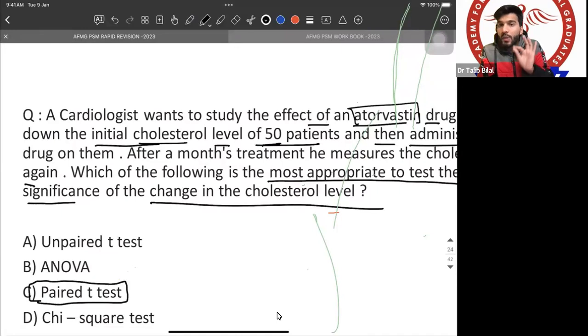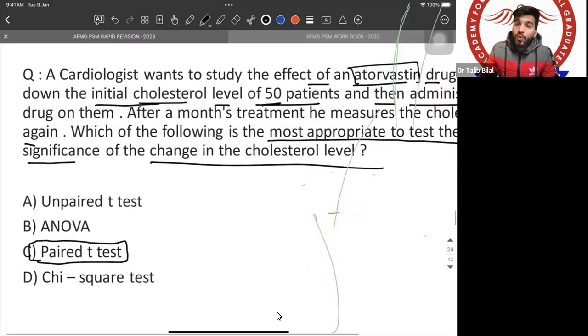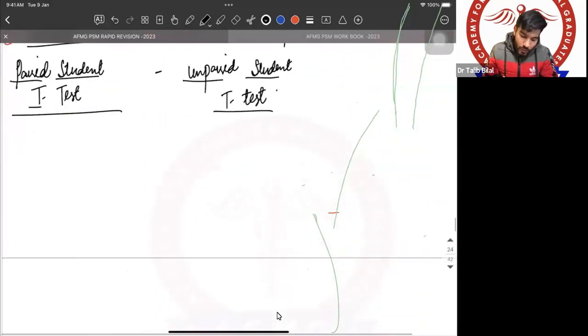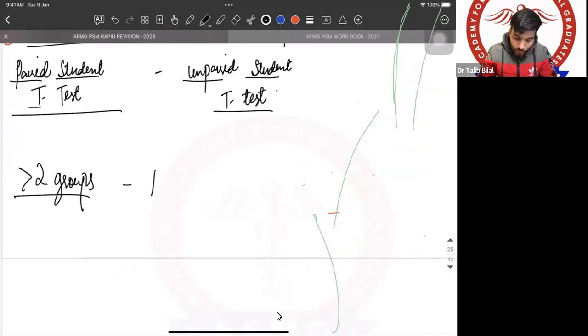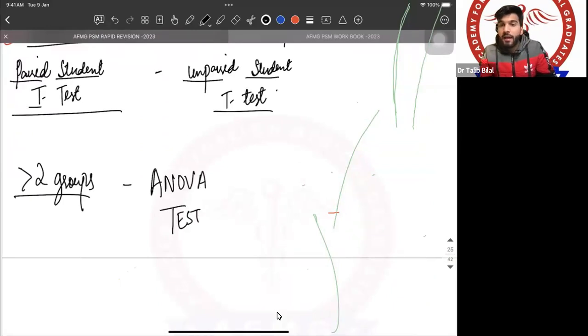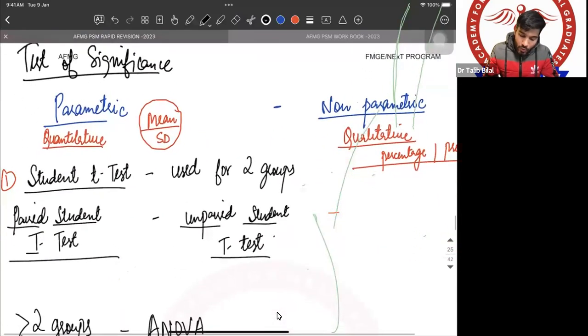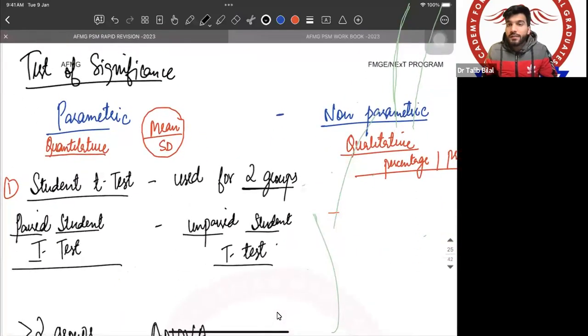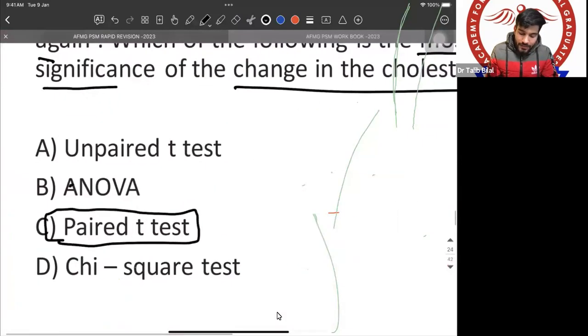Now the same thing, I am telling you guys, I have three groups: 50 patients group A, 50 patients group B, and 50 patients group C. When you have more than two groups, the test you will do is called the ANOVA test. The test you will do is called which test? ANOVA test. This student t-test is only for how many groups? It's for two groups. And for more than two groups, what will be your answer, guys? ANOVA test. Is that clear, everyone? Please.